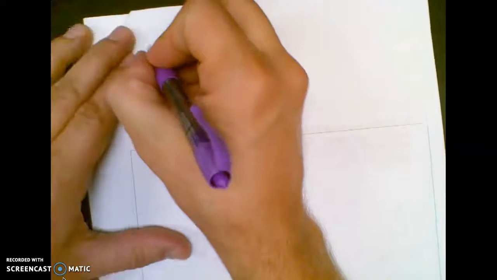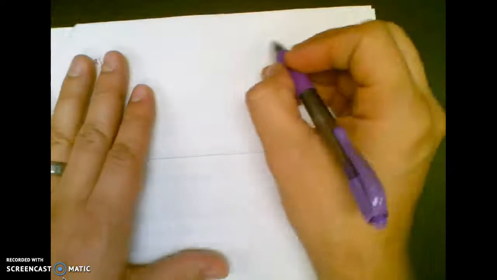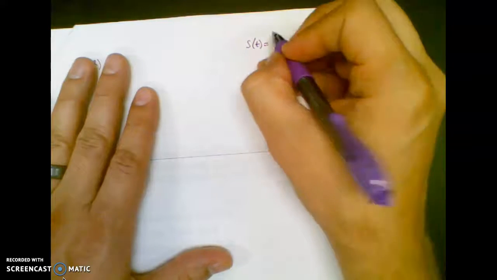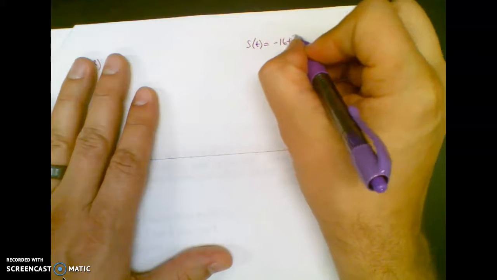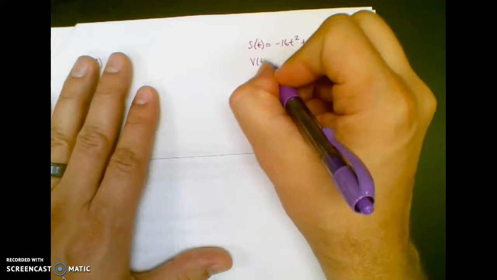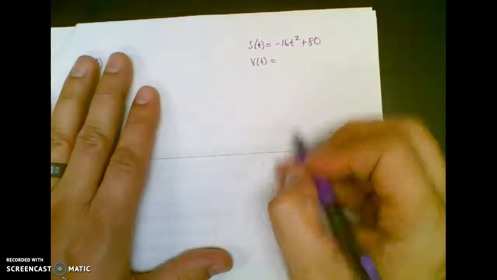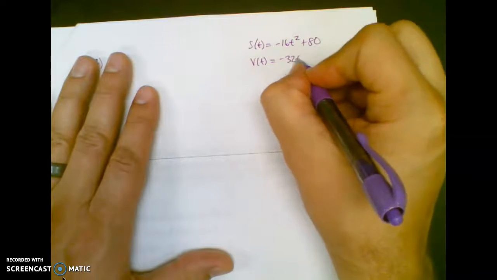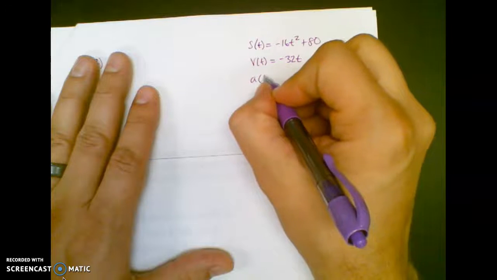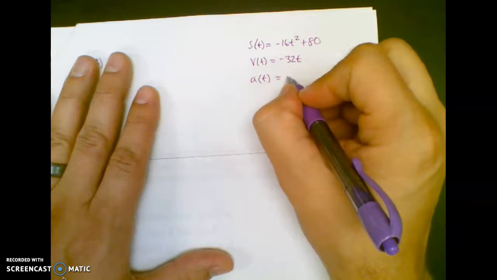So the first question for part A, actually before part A, the most important thing you can do before you even start these is write down your 3 equations. Negative 16t squared plus 80, that's what we just came up with. Your velocity equation would be the derivative of that. So negative 32t, the 80 goes away because it's a constant. And your acceleration over time is just negative 32.